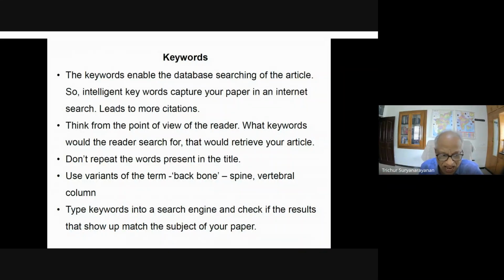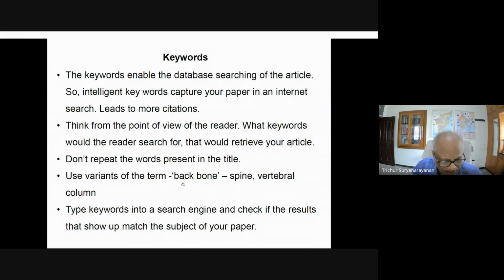So you should think. And then many people make this mistake. In keywords, they usually repeat the words which are presented in the title. No, you shouldn't do that, because anyway, the title will be available on the internet. And if you're using the same words in the title as keywords, it's not going to increase the spotting of your paper. So you should use some variations of the term. Suppose you work on the backbone. So you say something about the amount of calcium in the backbone of, let's say, females before and after, what is that?